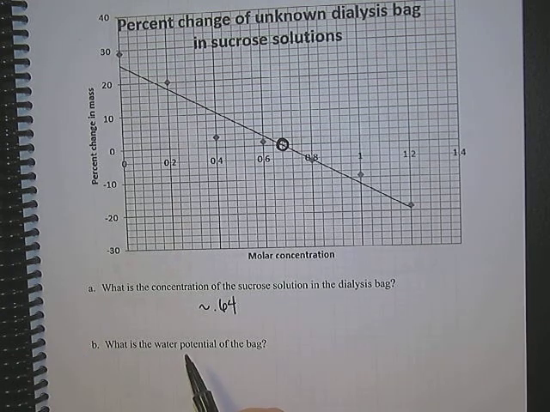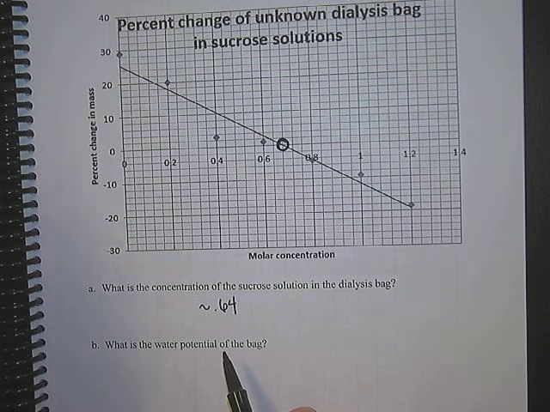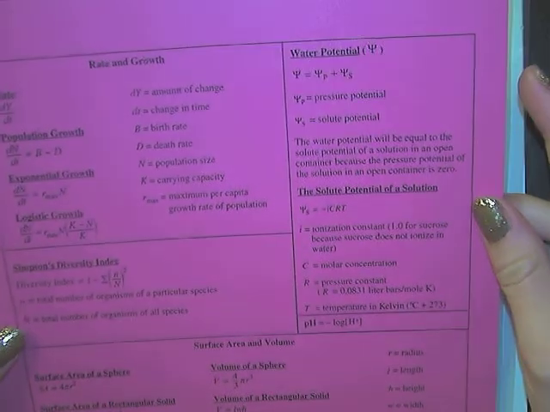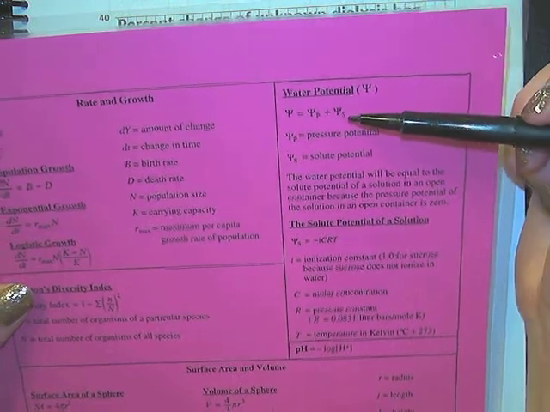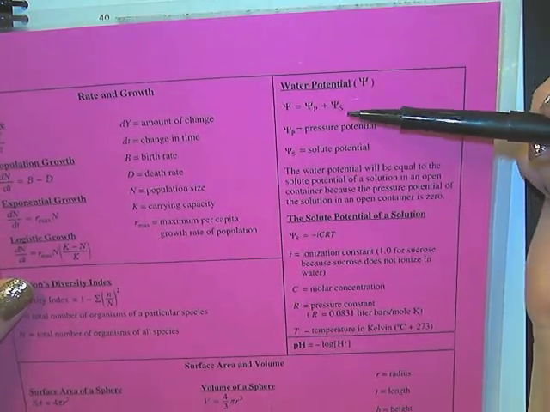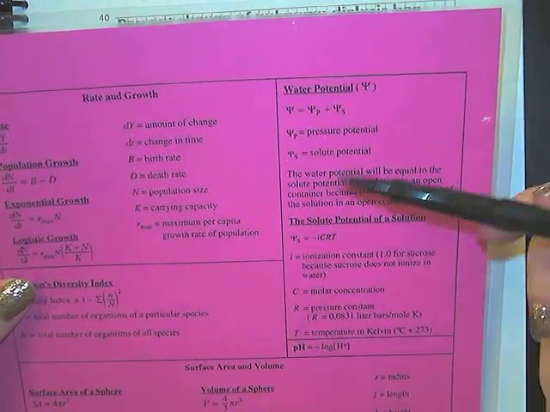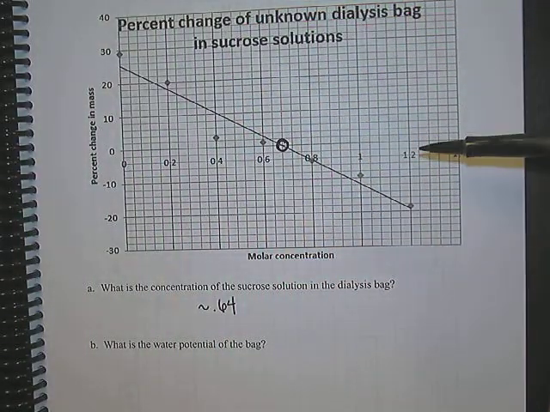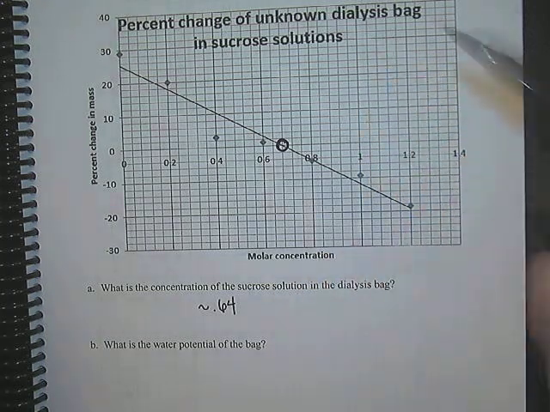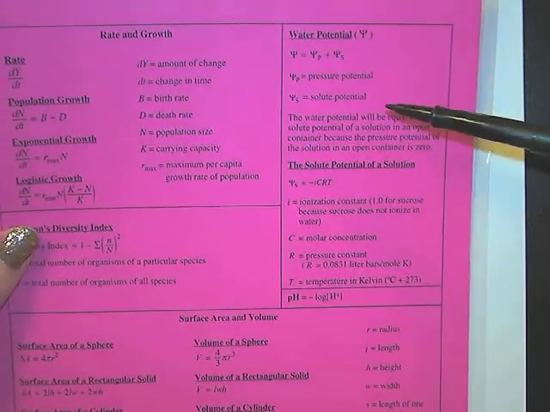Okay, the second part is what is the water potential. This is where our formula sheet is going to come in handy. So if you look on your formula sheet, sorry it's kind of glary, the water potential is given by a formula that tells you the pressure potential and the solute potential added together equal the water potential. There's a little paragraph here that says that the water potential is equal to the solute potential in an open container, which we have in this case. It's just in a beaker, which doesn't have a lid, so it's an open container. So that means that the water potential just equals the solute potential.